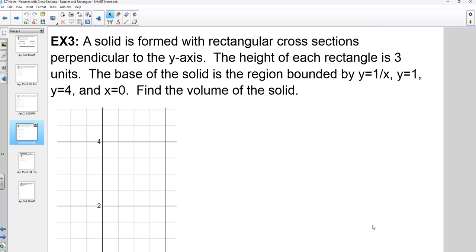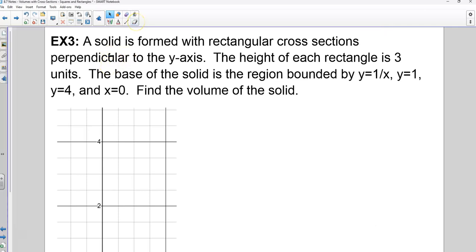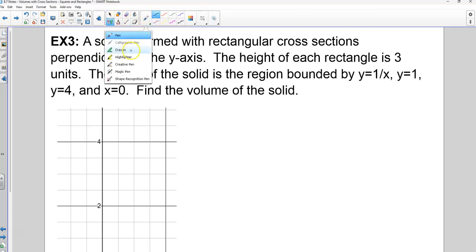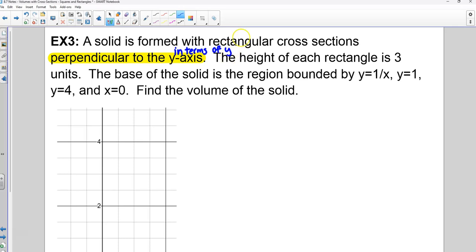Now, there's something different about this problem. Well, two things that are different about this problem. The first is that our cross sections are perpendicular to the y-axis. The two that we did yesterday were perpendicular to the x-axis. So when we see this, we are going to have to do this problem in terms of y. That means we're going to have a dy. We need everything to be y's. That's what this tells us.